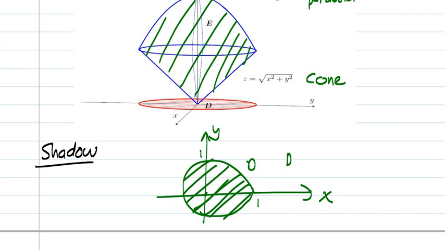So D will be all of the 2D vectors xy with a property that x squared plus y squared is less or equal to 1. So we don't just want all of the points on the boundary, but we also want the points inside. So this is the shadow. And this is important because we need to set it up correctly as a double integral. So we need to know over which region we are integrating. And this is why it is worth your time doing this calculation.